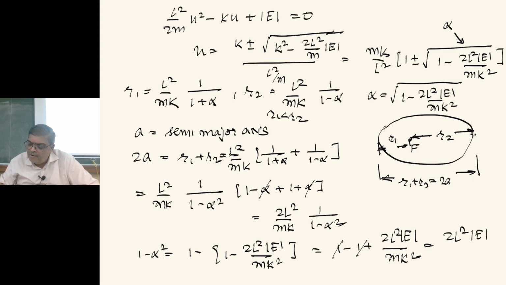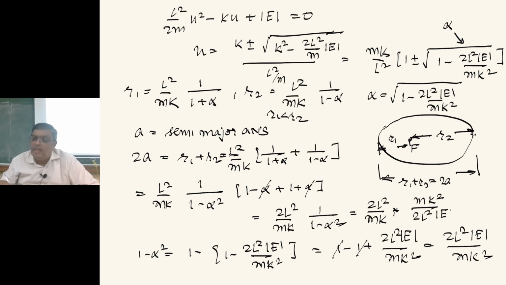Modulus of E divided by mk squared. So let me substitute this over here. So this becomes twice L squared by mk times the inverse of that. So that becomes m times k squared divided by twice of L squared times modulus of E. So I can cancel this 2 and L squared, and 2 and L squared. I can also cancel this m, and cancel one of the powers of k. What do I get? I'm left with k there divided by modulus of E.